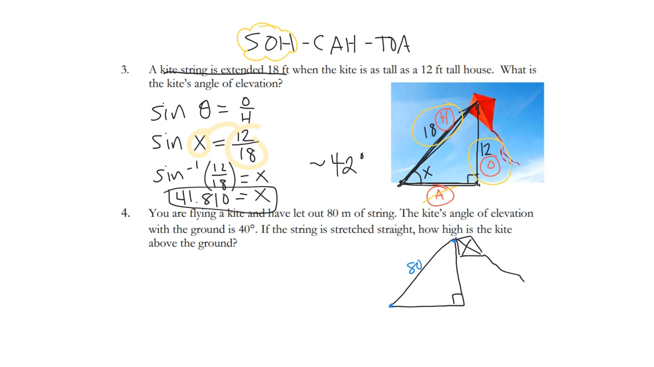And then we have the angles. The angle of elevation is 40 degrees with the ground. So it tells us the angle of elevation with the ground. That's 40. Then it says if the string is stretched straight, so if this is a straight line between these 2 points here, straight segment, how high is the kite above the ground? So now we have our variable right there.